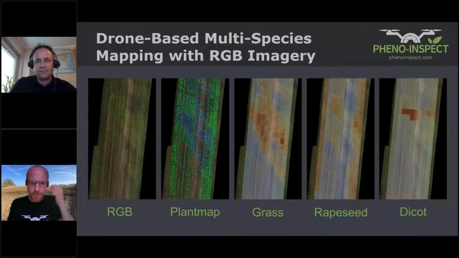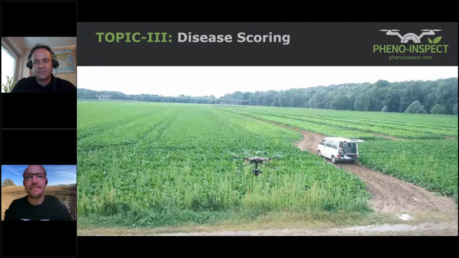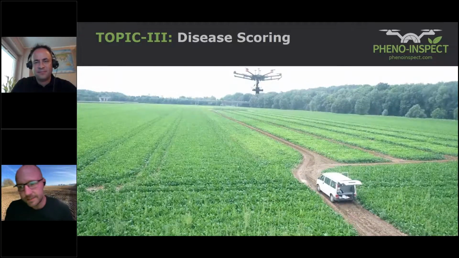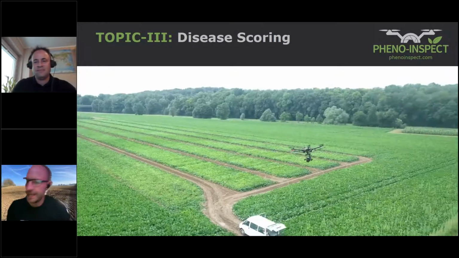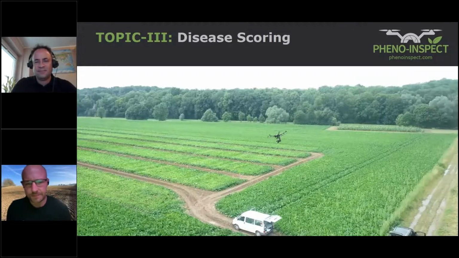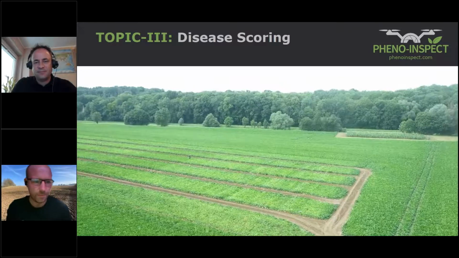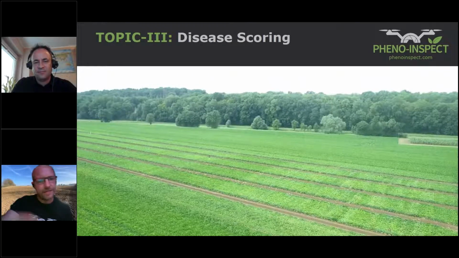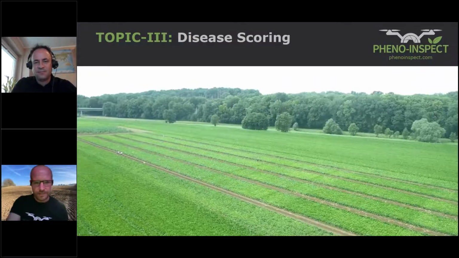All right, so let's switch the topic again and let's talk about disease scoring. Disease scoring is a very important task in phenotyping, breeding, growing. Whenever it comes to agricultural applications and plants are involved, disease is always a big topic. And I just want to bring here some examples of what we are already serving in sugar beet.